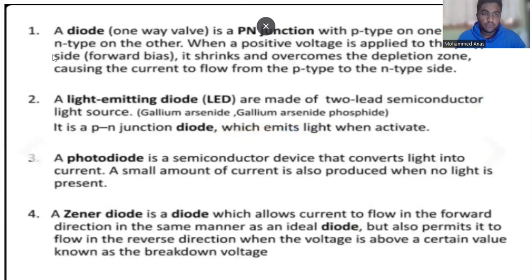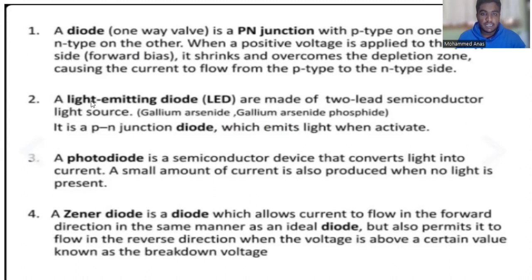A diode, a one-way valve, is a p-n junction with p-type on one side and n-type on the other side. When a positive voltage is applied to the p-type side, it is forward bias, as I told you. The depletion region shrinks and is overcome, causing the current to flow from the p-type to the n-type. This is our p-n junction.